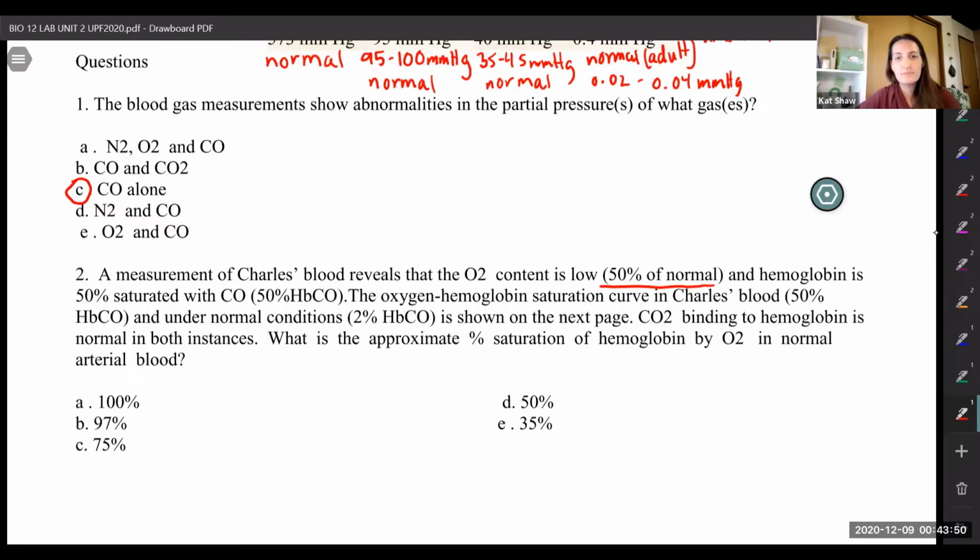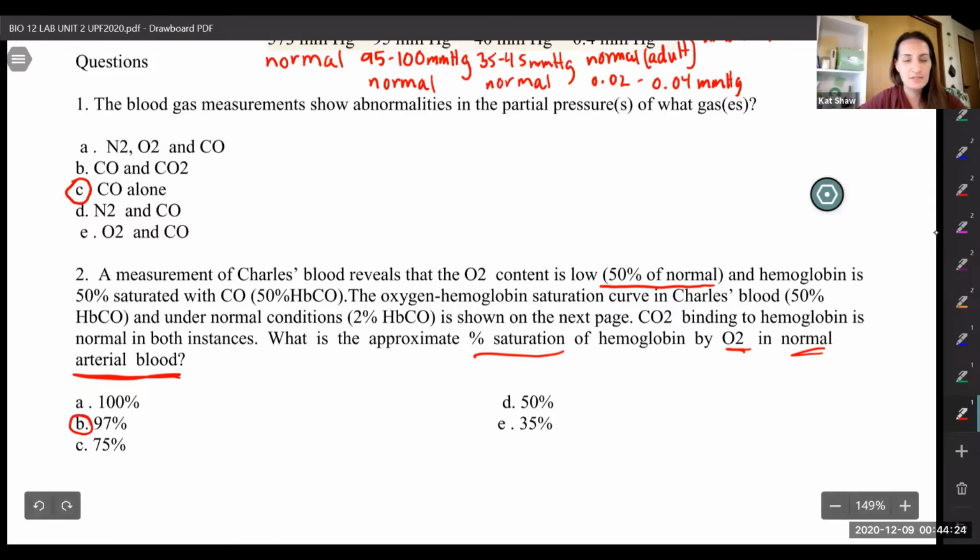What is the approximate percent saturation now of hemoglobin by oxygen in normal arterial blood? So we're given all this information about Charles's curve, but what we really want to answer here is what we would have for percent saturation for oxygen in normal arterial blood based on that curve. What would you say is the answer here? 97%? You would say 97%. Why 97%, Chanel? And not say 100%?